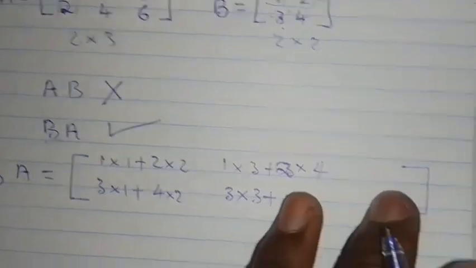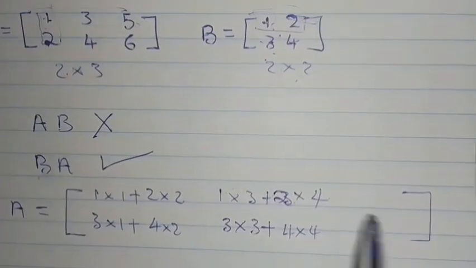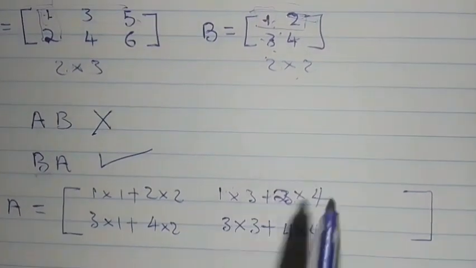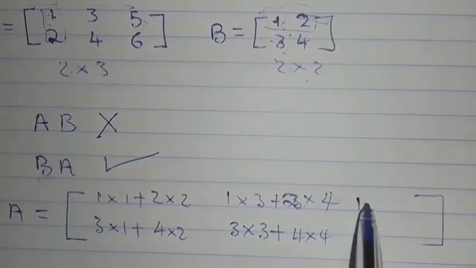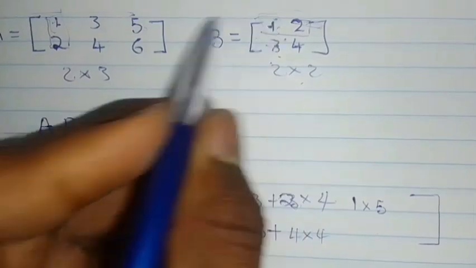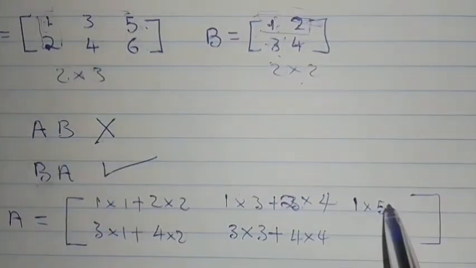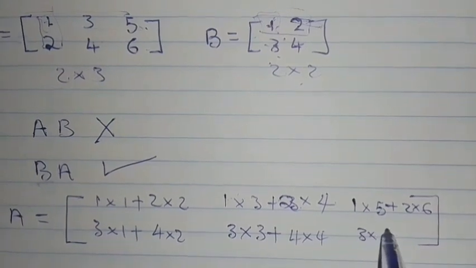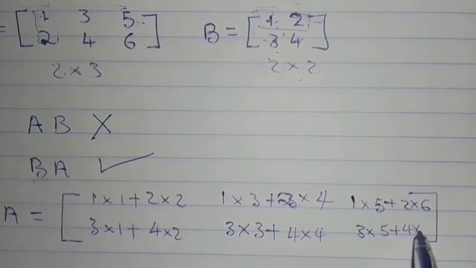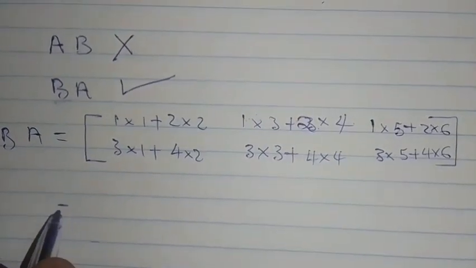And for the last column on the first row, we're gonna have 1 multiplied by 5. It's basically this one times this one, and this one times this one, and sum that. So we have 2 by 6, and we're gonna have 3 by 5 plus 4 by 6. And then from then it's just a matter of simplifying that.